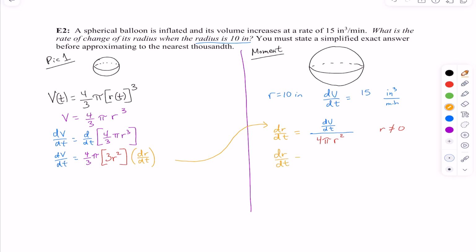Let's simplify. 400 divided by 5, and there you go. There's dr dt. We need to indicate the units. So what are the units here? Well, r is measured in what? R is measured in inches, and the time is measured in minutes. So it's got to be inches per minute.